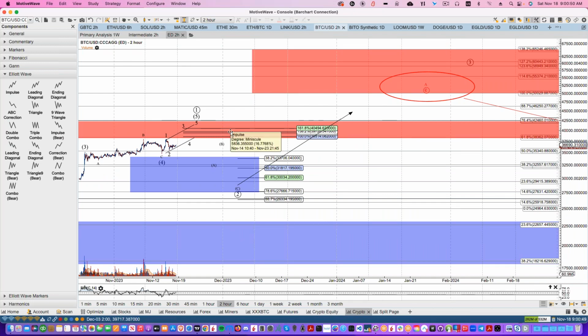I'd have to do a bunch of gymnastics with my fib tool, but you can use the 618 extension.